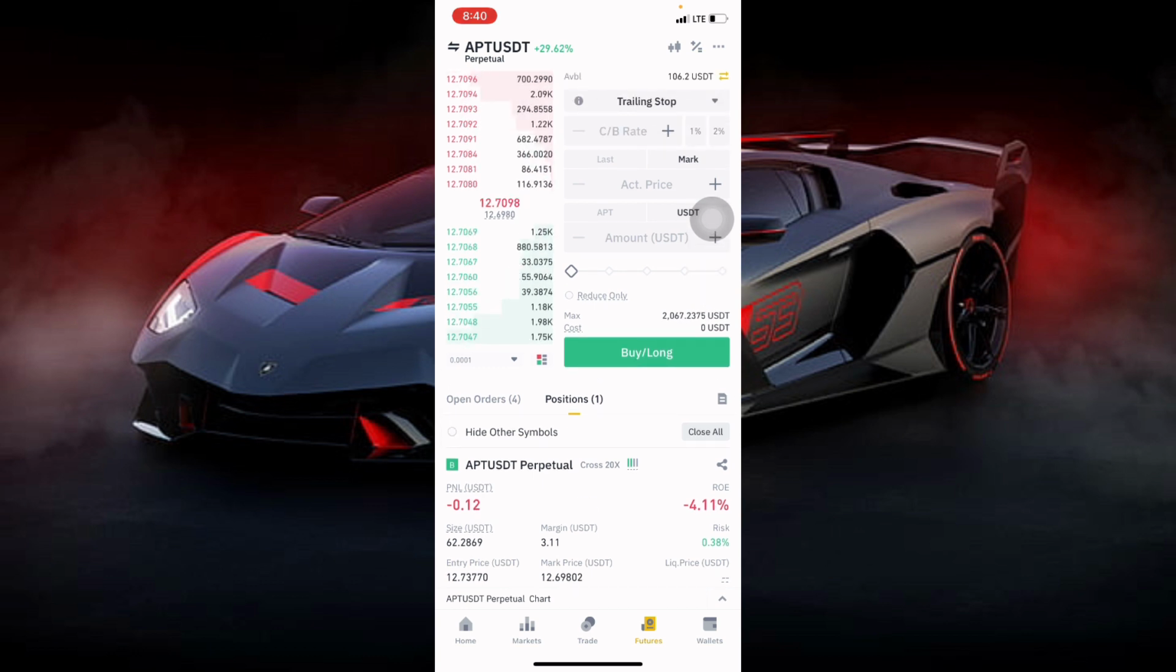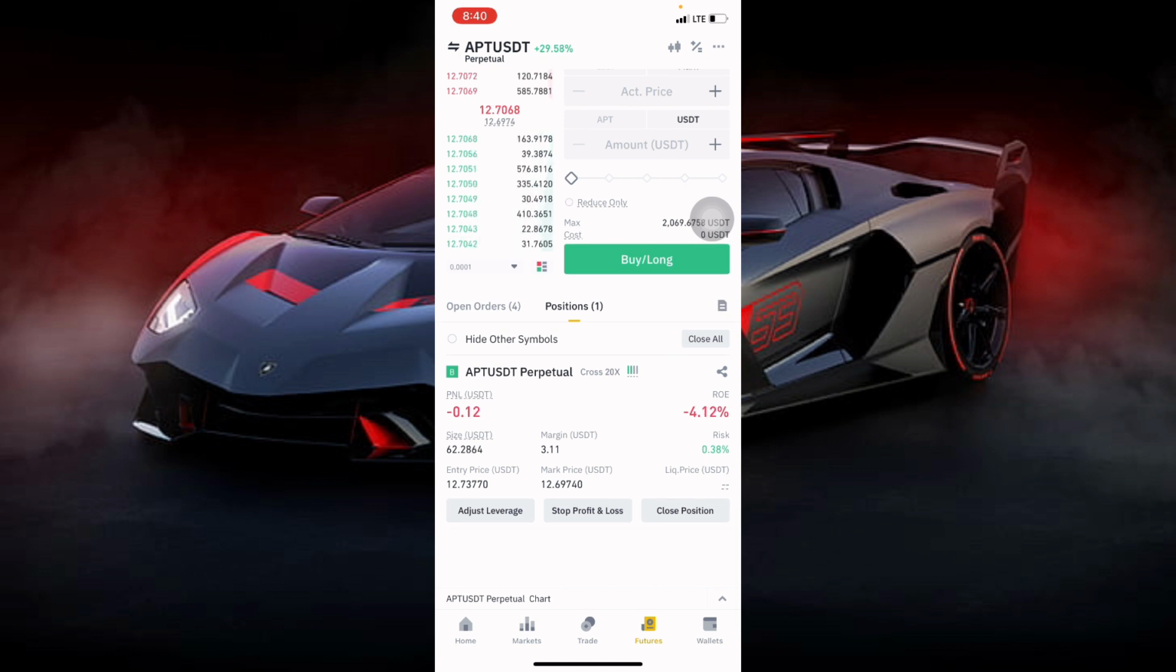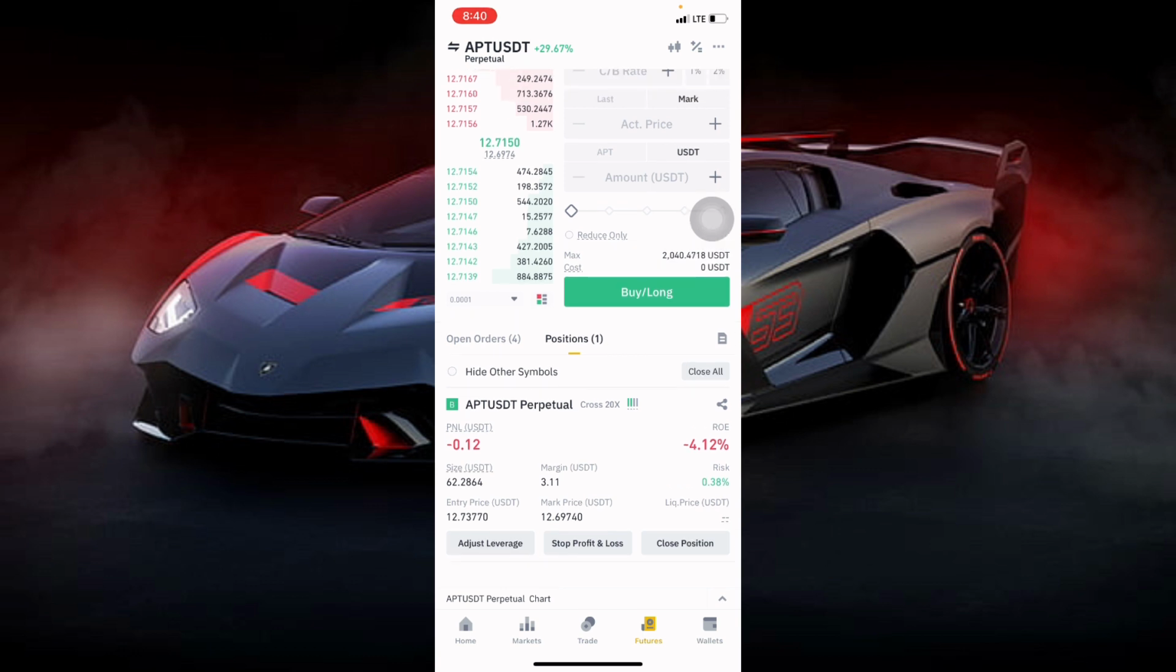So basically what I want to do is set a trailing stop for this particular trade. I went long on APT USDT. So let's say you have a TP and you have a stop loss. With a trailing stop, it will help you capture profit that is coming in from your trade.